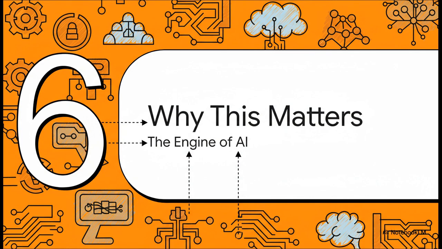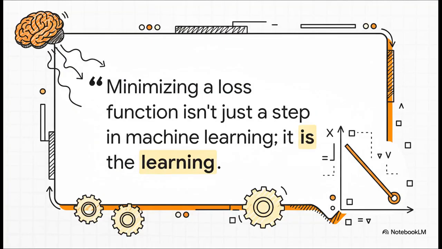Okay, so let's zoom out for a second and tie this all together, because it's honestly kind of mind-blowing that this one simple idea, just measuring your mistakes and trying to make that number smaller, is the engine that powers so much of modern AI. If there's one thing you take away from this, it's this. Minimizing a loss function isn't just a part of machine learning, it is the learning. That's the whole game. We, the humans, define what good looks like by creating a scoring system. And then we just set the machine loose to find the best possible way to get the lowest score.